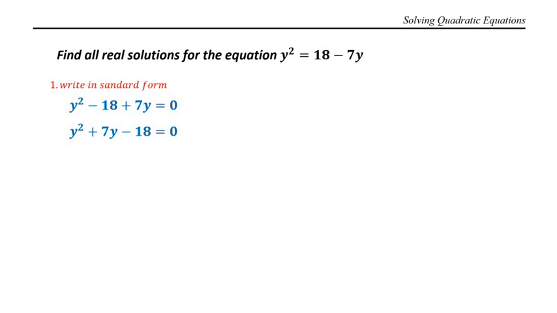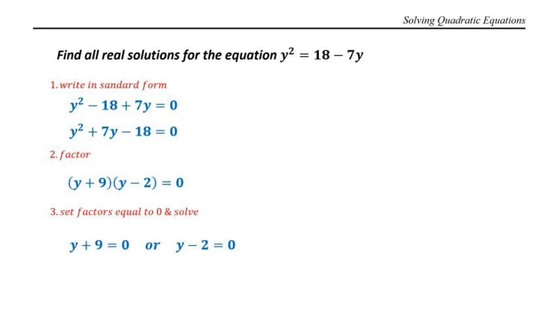Now that we're in standard form, our next step is to factor. So y squared plus 7y minus 18 can be factored as y plus 9 times y minus 2. And since the equation is equal to 0, our final step is going to be to set the factors equal to 0 and solve. So you have y plus 9 is equal to 0, or y minus 2 is equal to 0. If we solve for both of those, we'd be subtracting 9 and adding 2. We would have y is equal to negative 9, or y is equal to 2. And those are both of the real solutions for this equation.